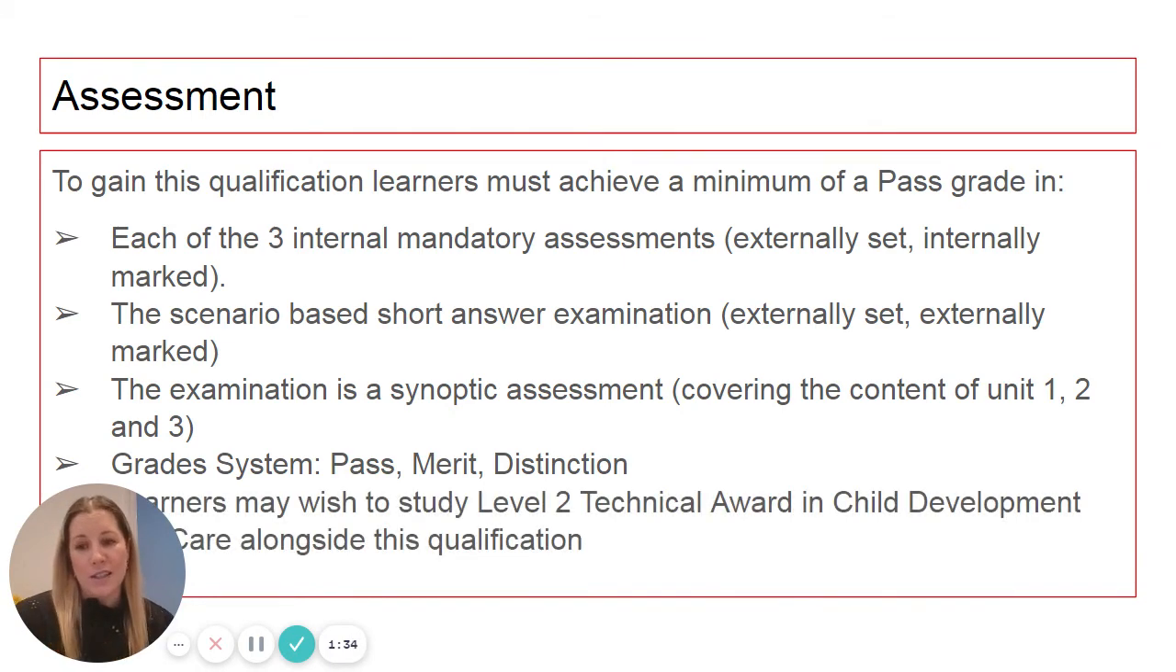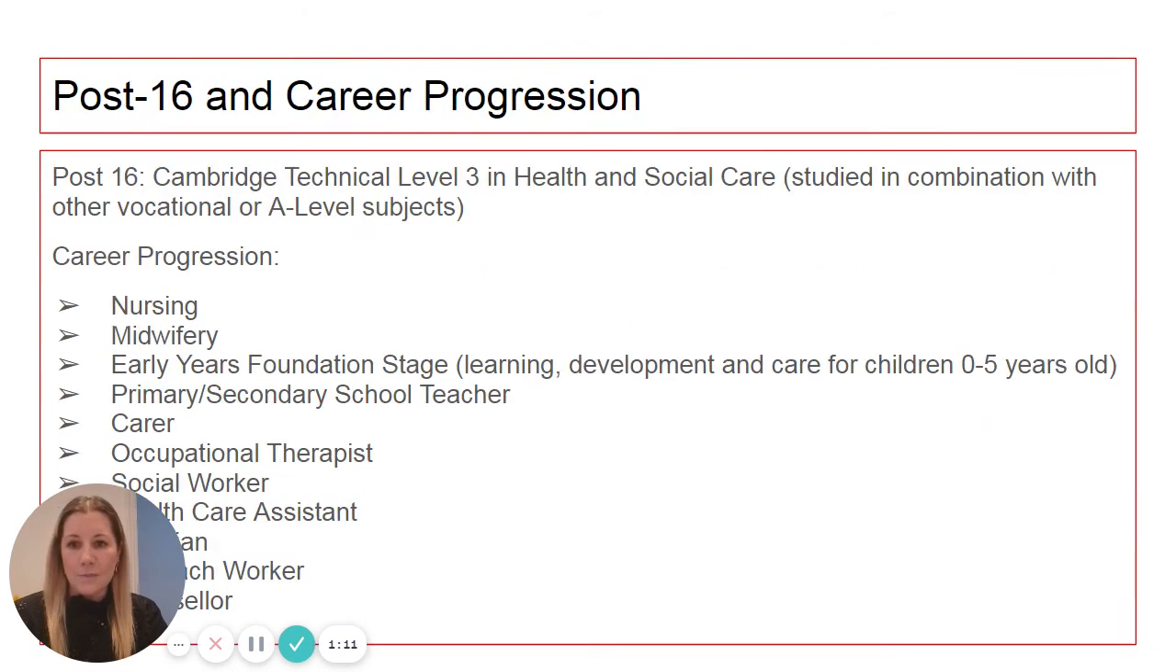If you are really interested in this sector, you might also wish to study the Level 2 Technical Award in Childcare and Development alongside this qualification, because that will give you 2 clear routes: one into childcare and maybe early years foundation stage, which is 0 to 5, or a health and social care route, which is a little bit wider, and we'll go on to discuss this in the next slide.